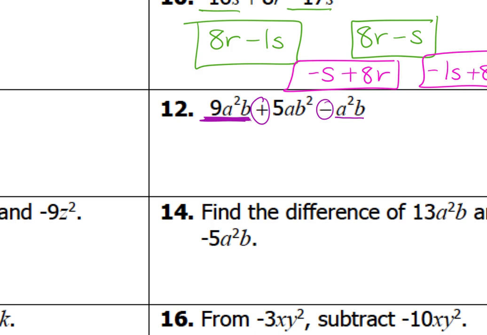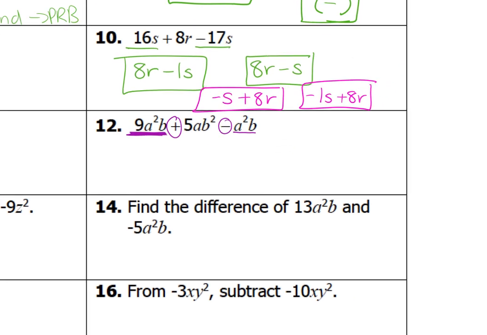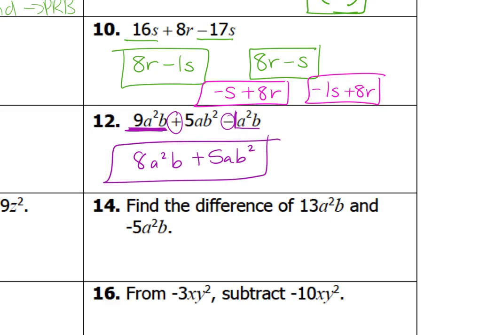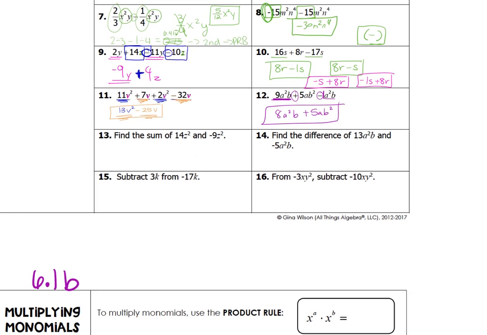So 9a squared b minus a squared b is what? 8. Yes. 9 minus 1 is 8a squared b. What comes behind that? Plus 5ab squared. Put a box around it, and you're done. Any questions on that?